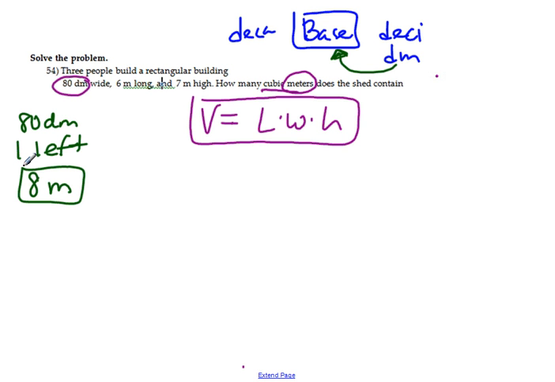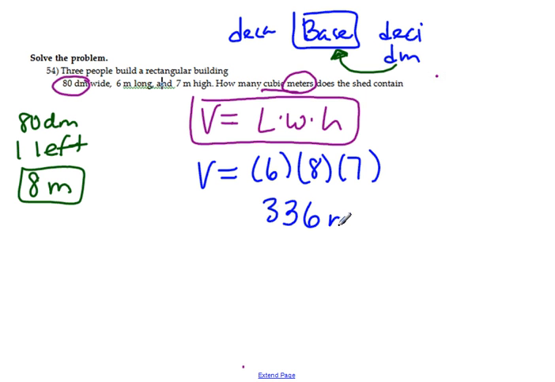Step 1, if you don't do that, you're going to get the wrong answer. At this point, my units are the same. I can plug in. So length is 6. Okay. My width is 8 now. My height is 7. 6 times 8 is 48. Times the 7 gives me 336 meters cubed because my units are all the same.